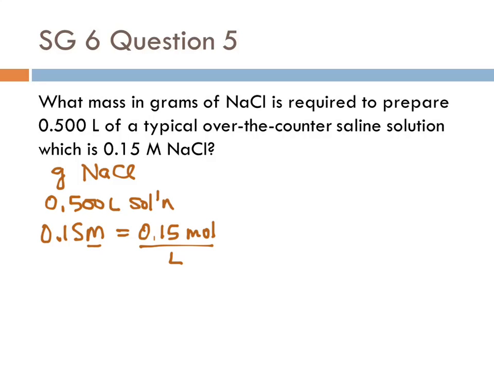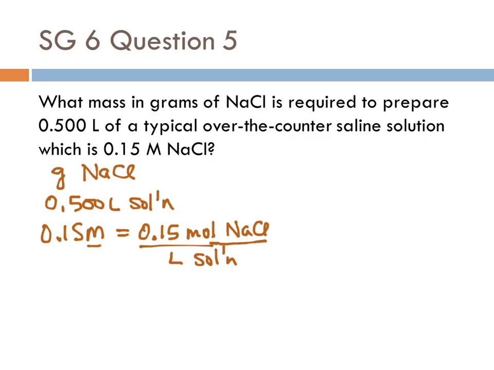That looks like a conversion factor. So we want grams of sodium chloride, we've got liters of solution, and we've got this concentration. 0.15 moles per liter is moles of sodium chloride per liter of solution. You don't have to write that part in there, but if you're a little confused, it might help.